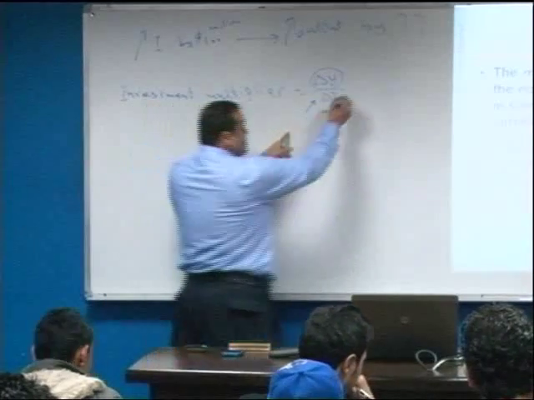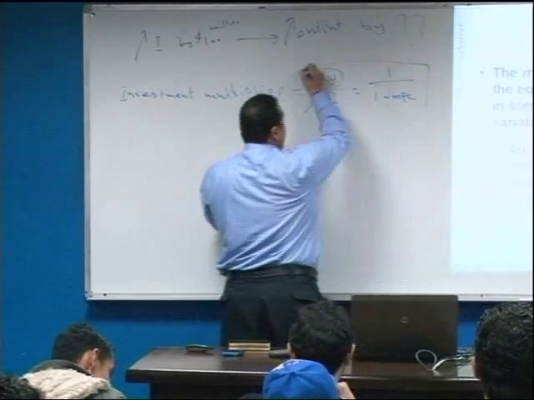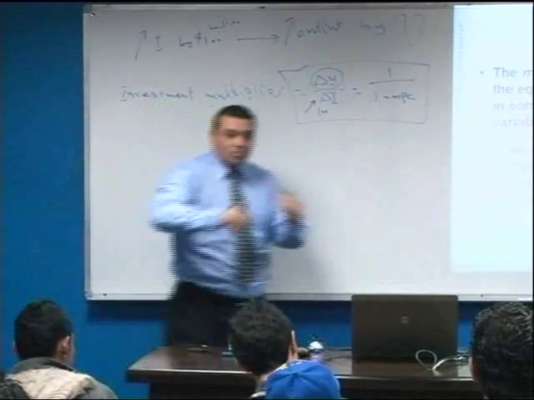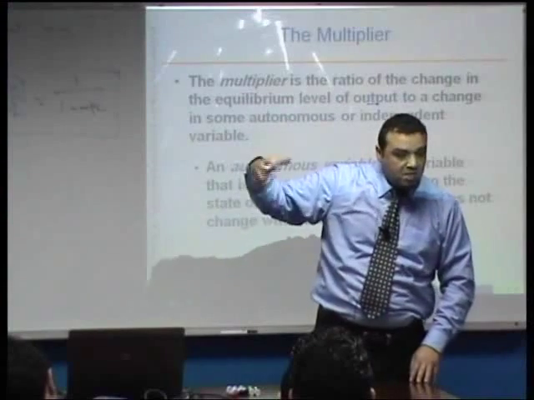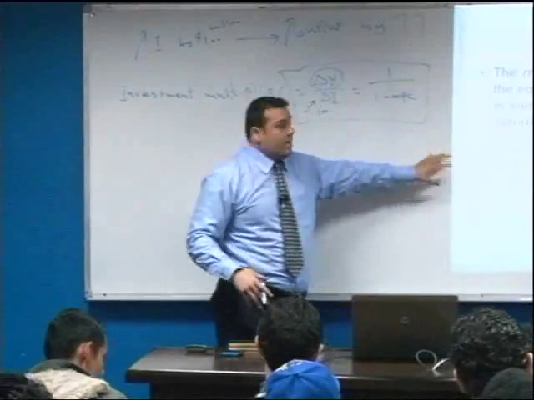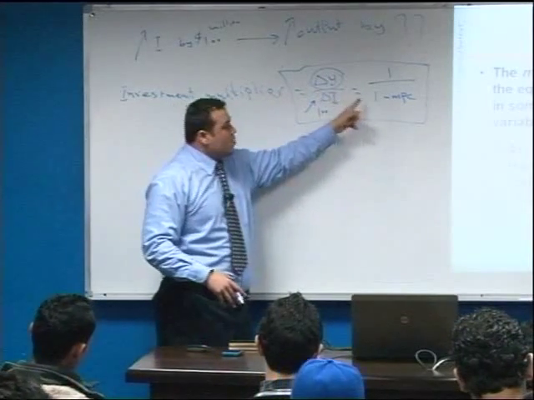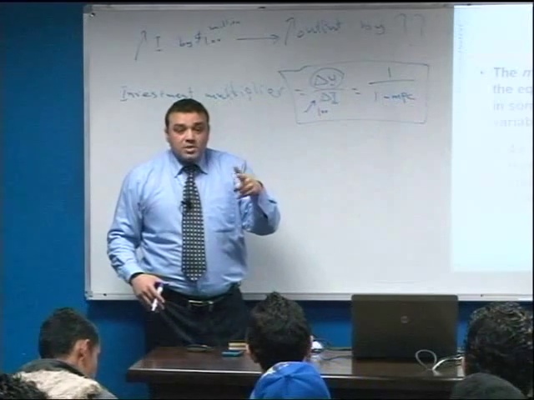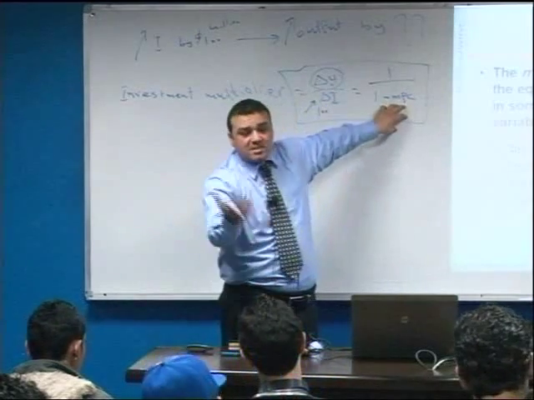Which equals 1 over 1 minus MPC. It's a formula. لأنه الزيادات والمضاعفات اللي صارت بناء على الام بي سي في السكند والثيرد ستيج and so on. صح؟ So the formula for the investment multiplier is delta Y over delta I equals 1 over 1 minus MPC.